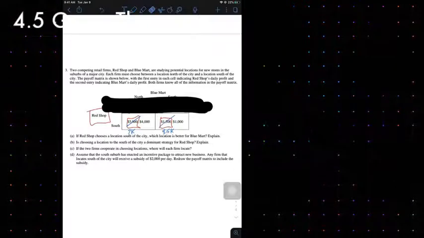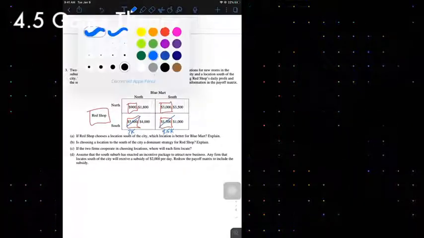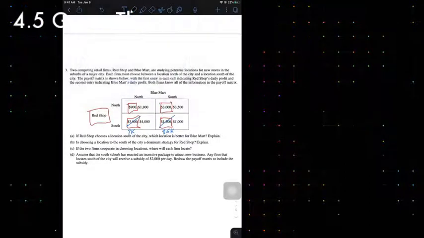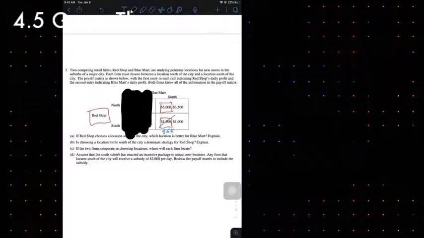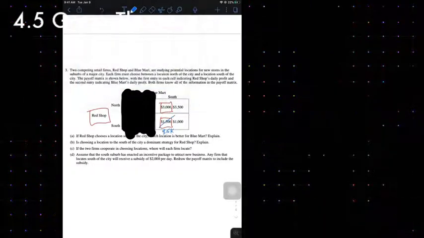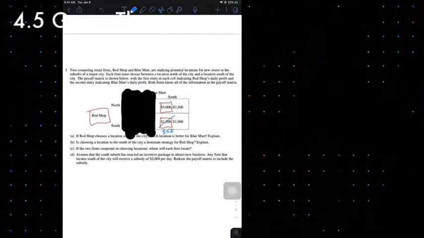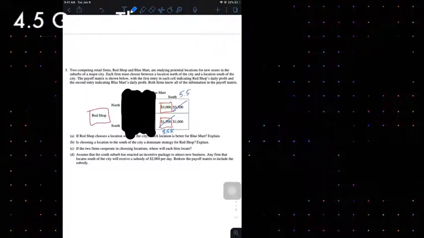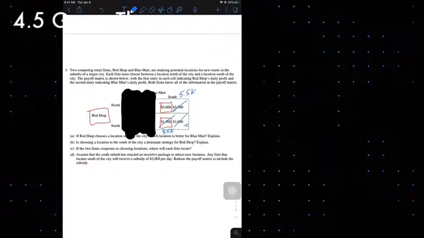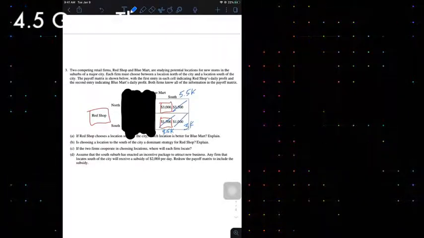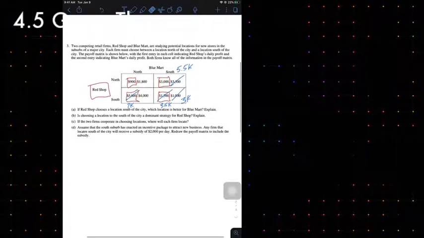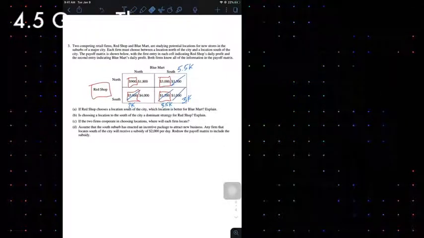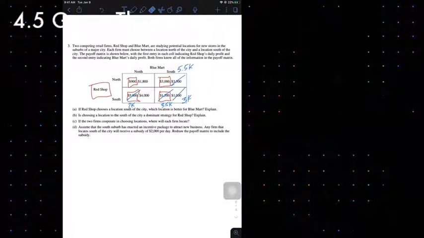Okay? Now, I am going to force Blue Mart to go south. And when I do that, I now need to change the Blue Mart numbers. I need to increase them by 2,000. And so 3,500 becomes 5,500. And 1,000 becomes 3,000. And so my answer for the AP test would literally be this question drawn out in my booklet with the new box and everything, right?